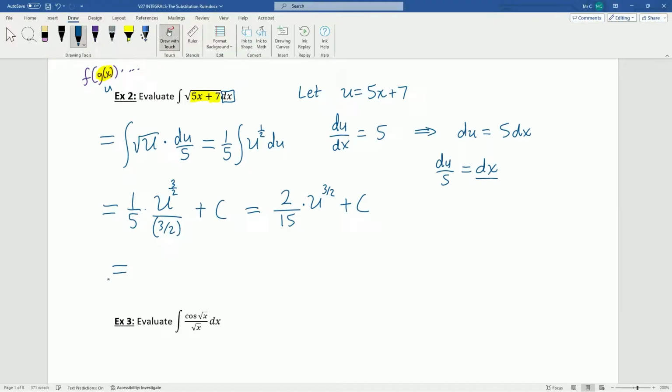And finally, whenever we're finding these antiderivatives in terms of x, you're going to be expected to write your answer back in terms of x. So we just have to redo that substitution. So replace u with 5x plus 7. Don't forget this power to the 3/2 power, plus c.